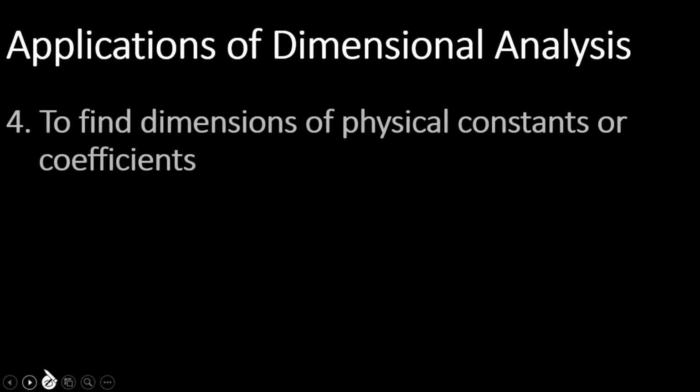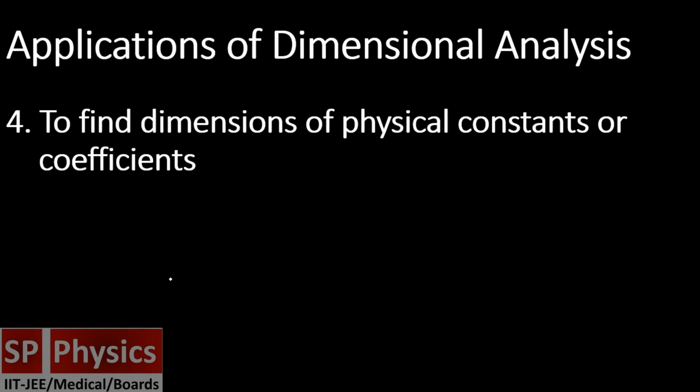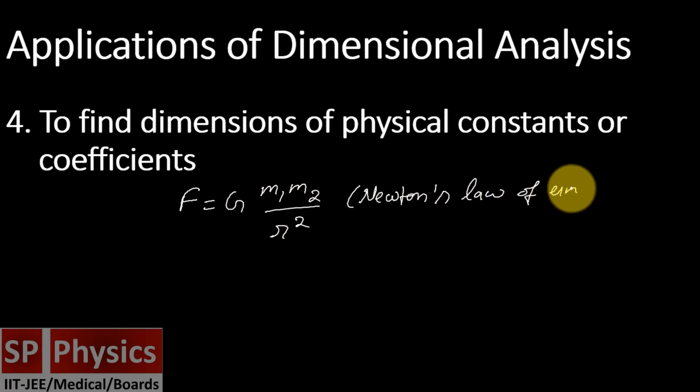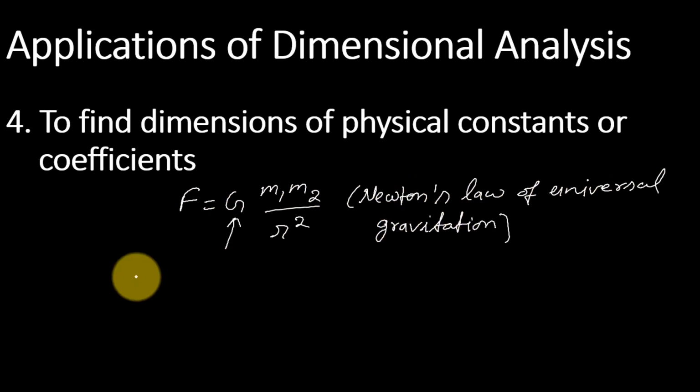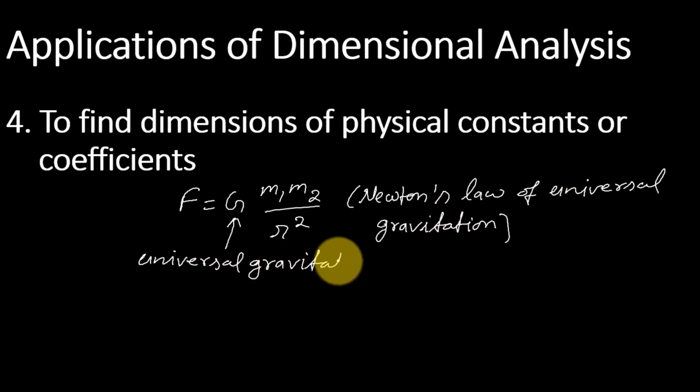Now the fourth application is to find dimensions of physical constants or coefficients. Suppose there is a physical equation with a constant. We can find out the dimensions of that constant by substituting the dimensions of all other quantities. For example, Newton's law of universal gravitation is given by F is equal to G m1 m2 upon r square. Here G is the universal gravitational constant.